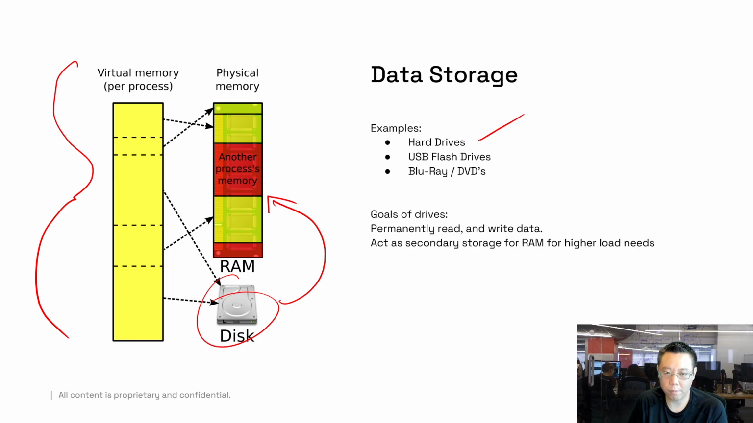So if your process priority is using your browser, it would likely be loaded into your memory. And anything else behind the scenes that you're not really using and not really caring about will probably be swapped into disk.